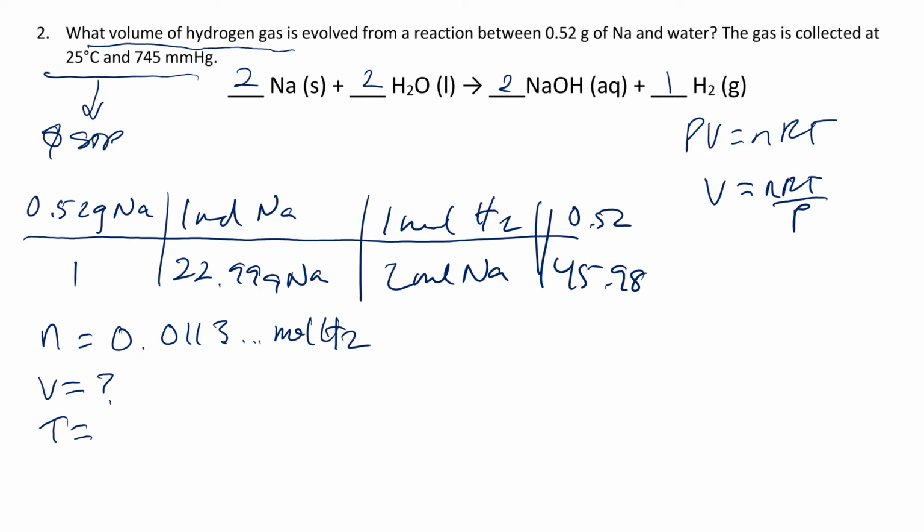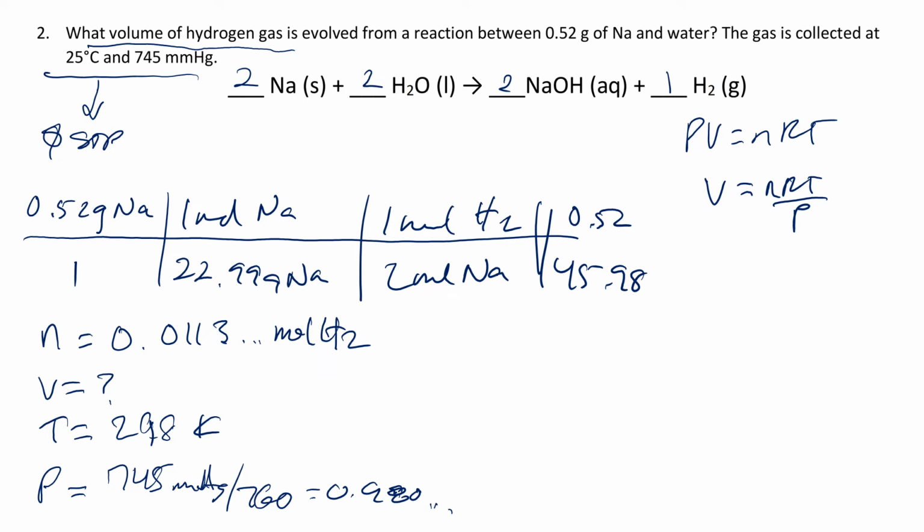My temperature is 25 degrees Celsius, so it needs to be in Kelvin, so 298 Kelvin. Sorry, I put 90, sorry, my bad. 290, yep, that's right. I read that wrong. And then now my pressure is going to be 745 millimeters mercury, but that needs to be in atm, so I'm going to divide by 760. Approximately 0.980 atm. So I'm going to keep these long numbers in the calculator because it'll make the answer more accurate later on.